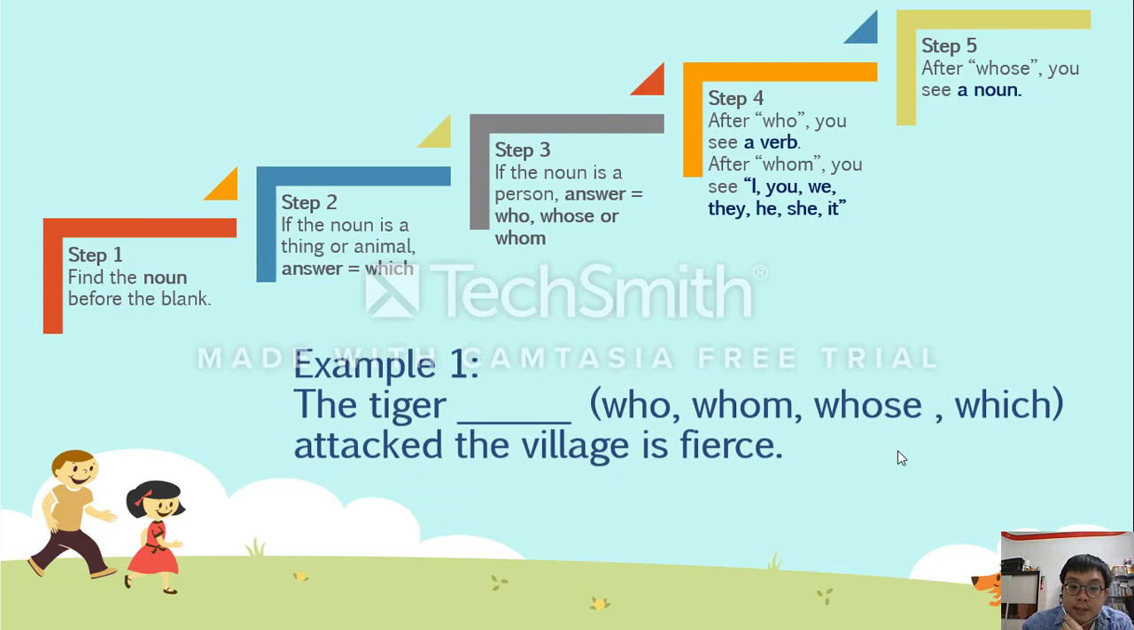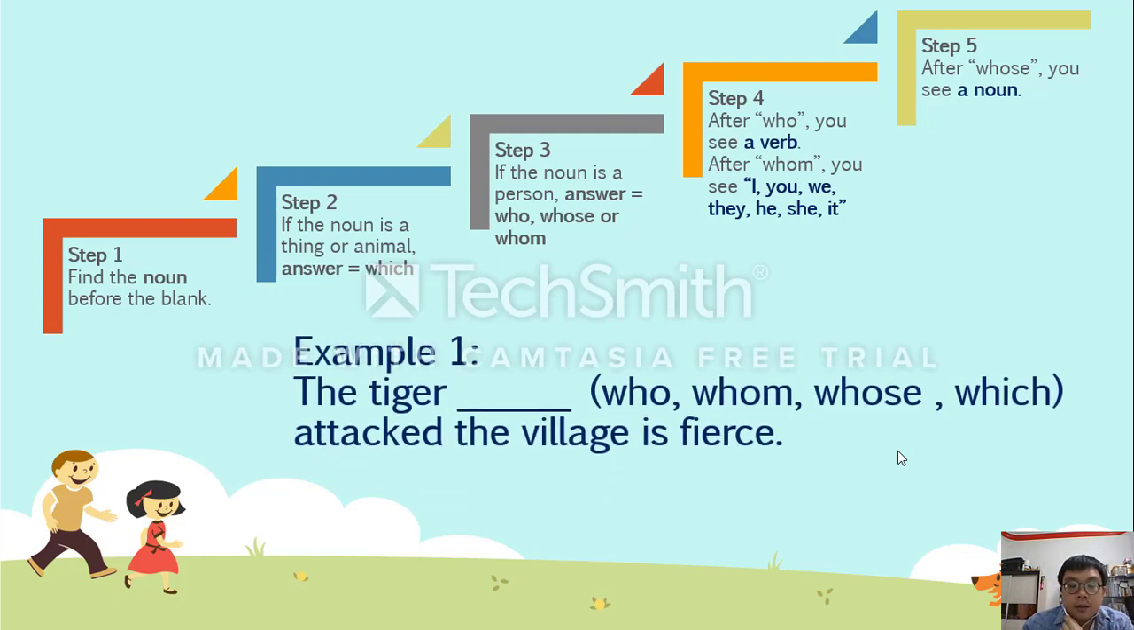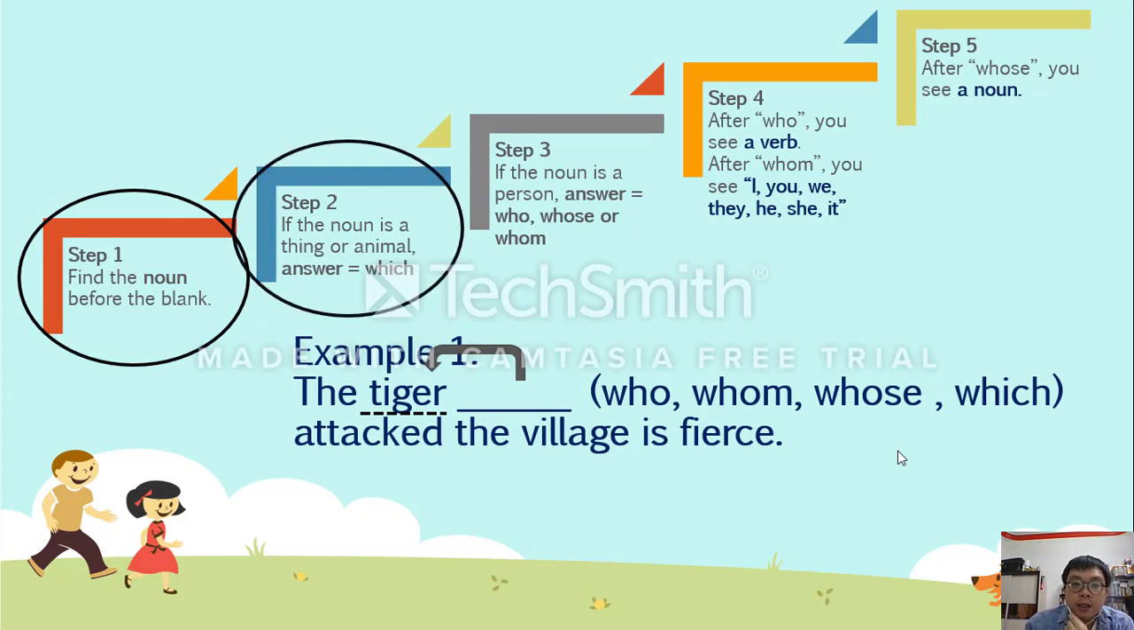So first example, the tiger, you need to fill in the answer, right? Attack the village is fierce. So first we look at, find the noun before the blank. You see the line, right? Okay, find the word which is a noun before the answer. So you will see the tiger is a noun. Okay, name of the animal is tiger. So if the noun is an animal or a thing, then answer must be which. So this one answer is which, just like that.